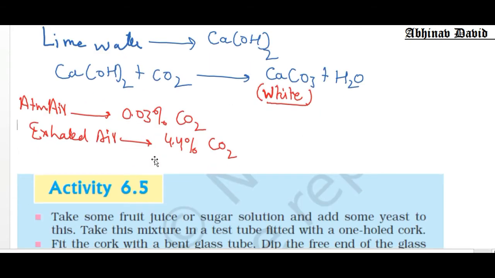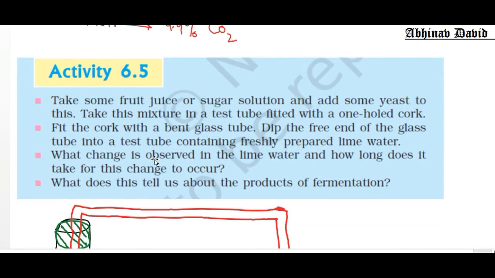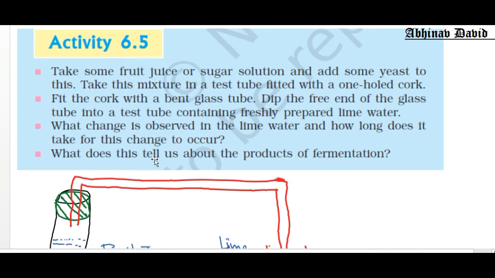Now let us move to activity 6.5. Now what is this activity 6.5? Now I have drawn the diagram also. Let us read the first point here.